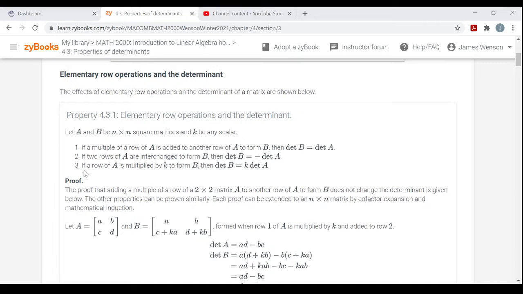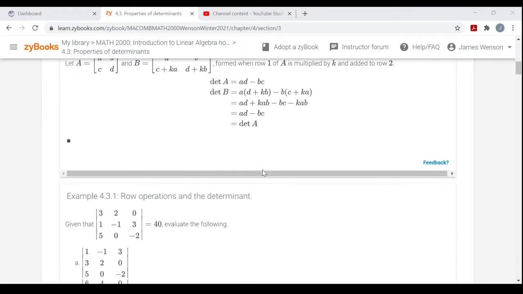And number three, if a row of A is multiplied by a scalar, remember that was another operation that we could do, multiply a row by some number. If you do that, you'll create a new matrix called B. The determinant of this new matrix will be K times the determinant of the old one. So if you take an original matrix and multiply just one of the rows by K, the new matrix you create will have a determinant that is K times the old determinant.